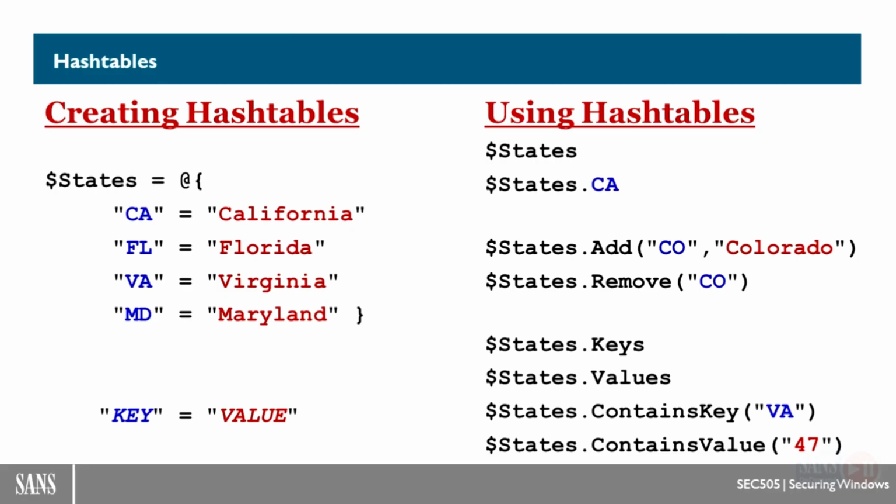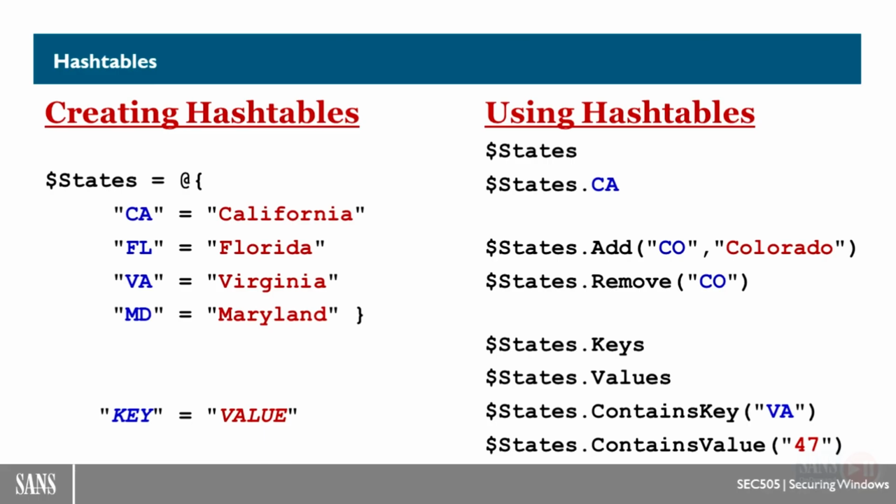Now, how would you use this? Well, it's the same way that you'd use an old-fashioned phone book. On the right-hand side, if I just do $states, that outputs a table of all the keys and values. Key on the left, value on the right. But what if I wanted just the value associated with the key named CA? We can treat the key as like a custom property. So I can do $states.ca, and the output of that command would be California.